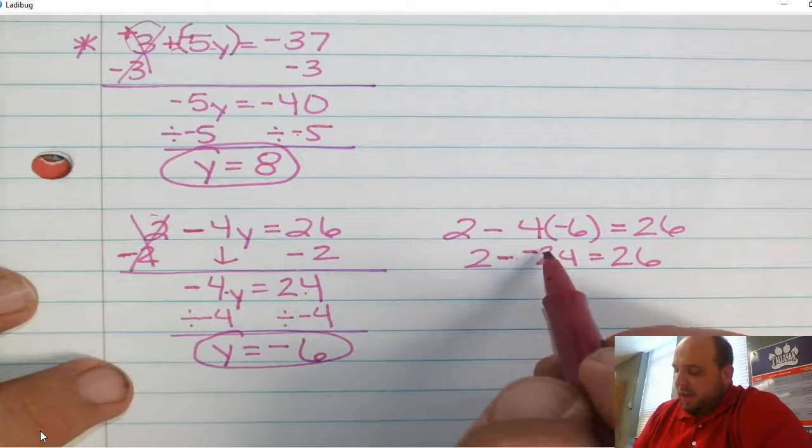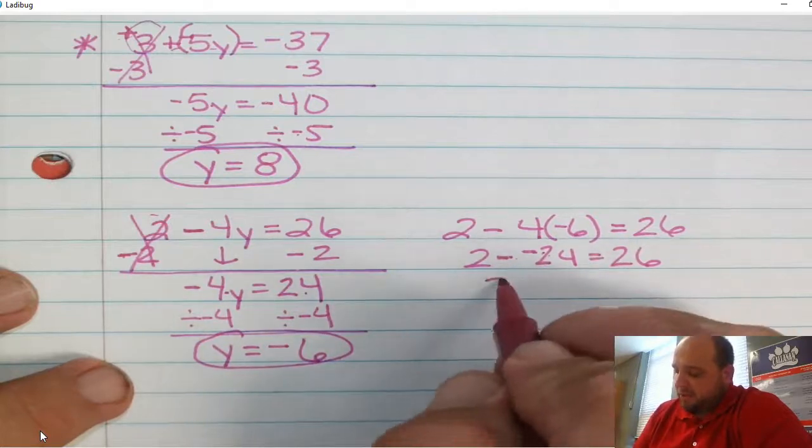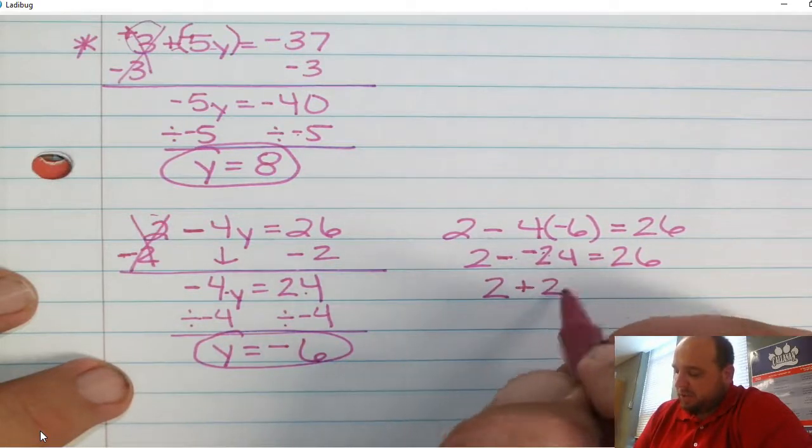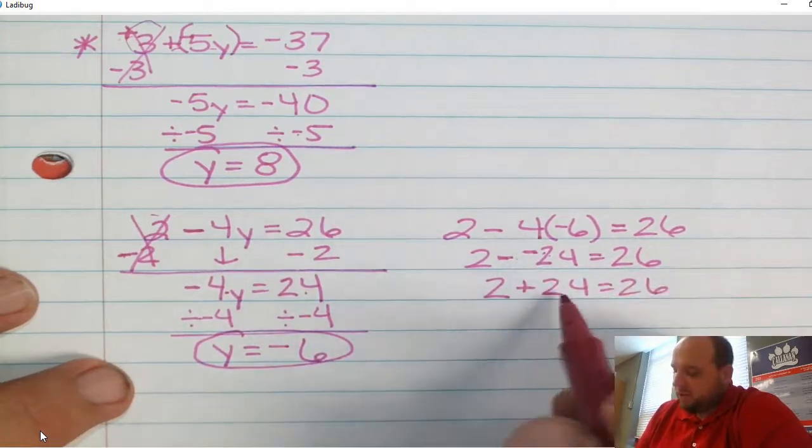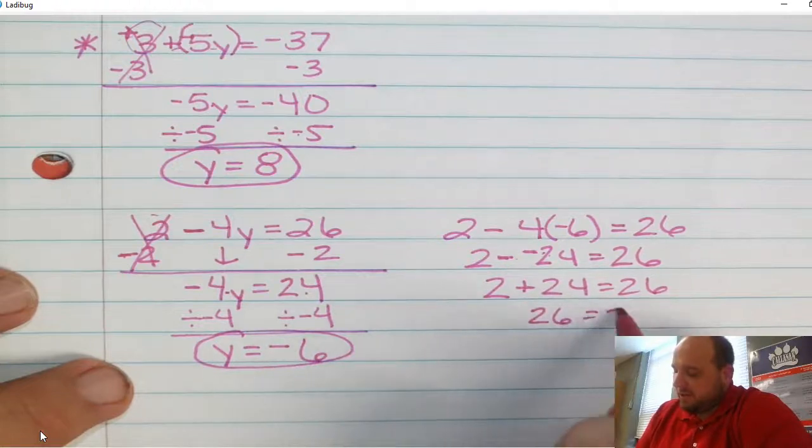When I subtract a negative, this is like adding a positive. So really this problem is saying, hey, it's 2 plus 24. Because 2 negatives mean you're adding a positive. So 2 plus 24 equals 26. Does 26 equal 26? Why, certainly it does.